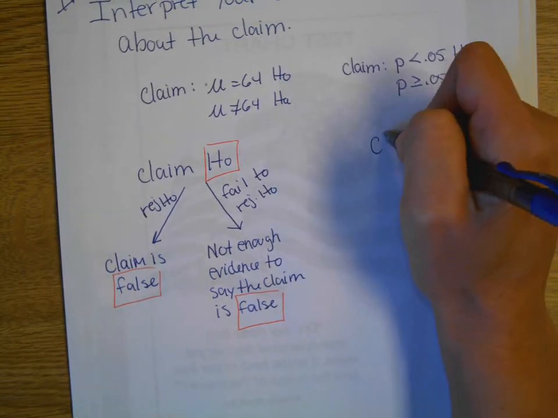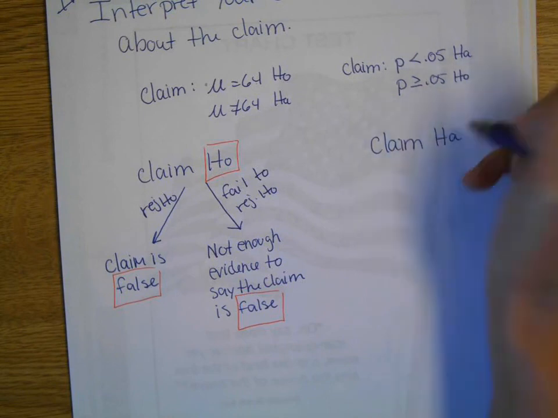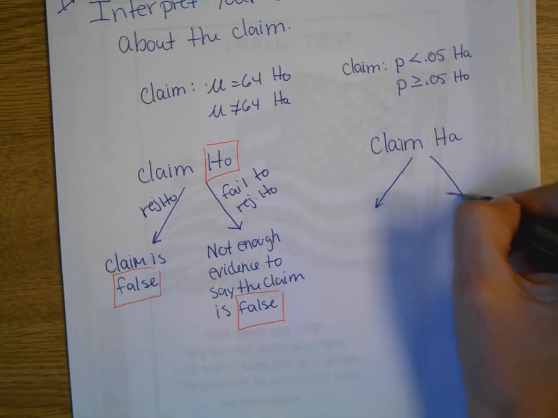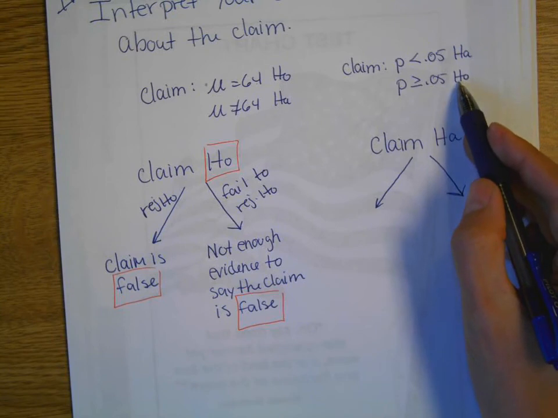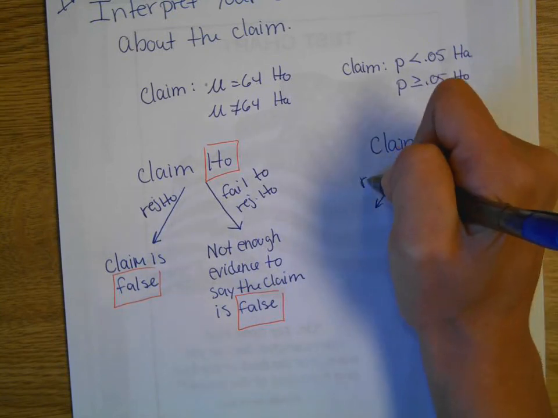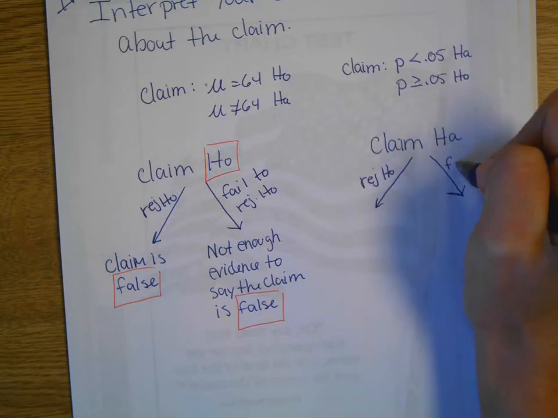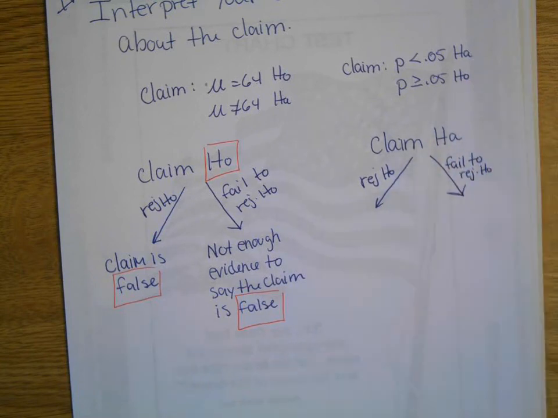If the claim is the Ha, we still test the H0. Every time we run through a hypothesis test, we're testing the H0. And when we're done with our test, we're going to say reject the H0 or fail to reject the H0. Wait, why are we still saying H0? Always test the H0. We never just automatically test the claim, we always test the H0. That's just the way the process works.